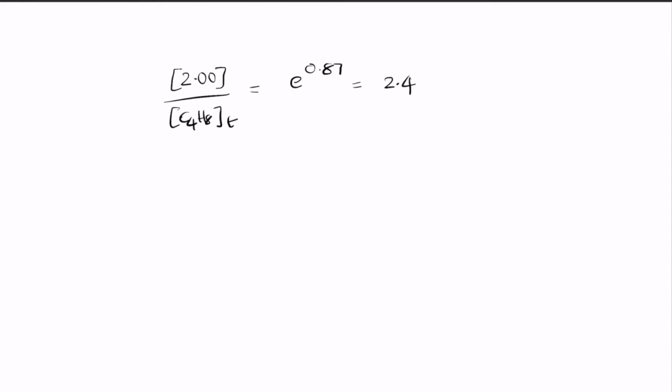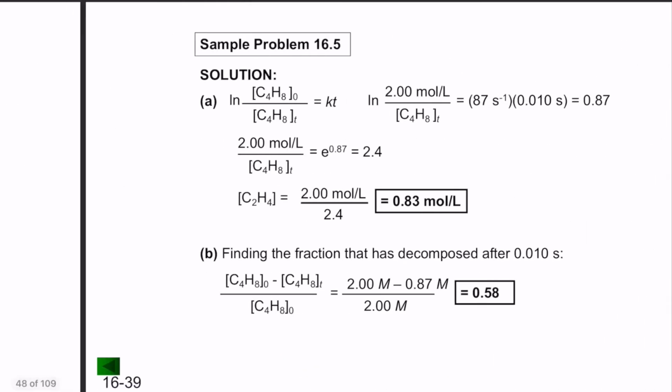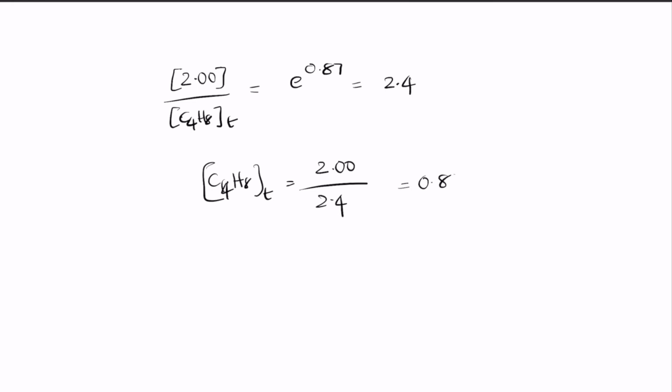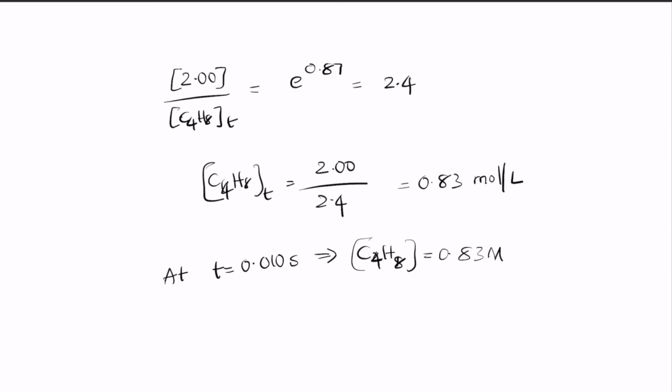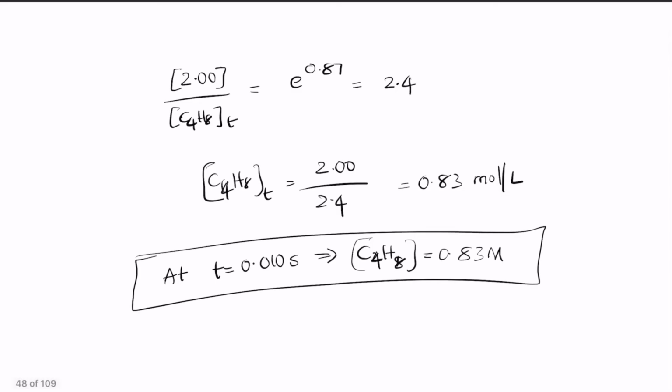Now we have to find this value. C4H8 at time t can be written as 2 over 2.4. When you calculate that, it gives you a value of 0.83 moles per liter. So at t equals 0.010 second, the concentration of C4H8 is going to be 0.83 M. So this is the concentration.